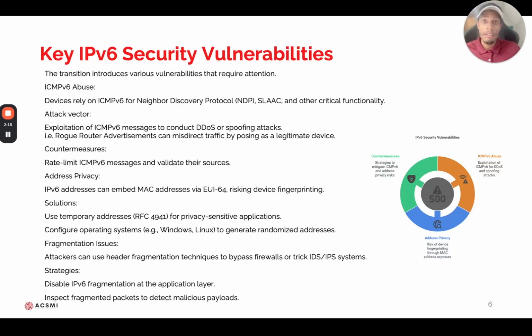Now, one of the things to keep in mind with our security vulnerabilities is this. There is something called IPv6 abuse, where we rely heavily on the NDP protocol, and that's the stateless auto configuration I talked about earlier. Now, one of the attack vectors, think about the exploitation of the IPv6 messages themselves. You can actually exploit that to conduct a DDoS attack. Why not? Or spoofing, right? Because you're doing router advertisements, or rather rogue router advertisements, because you're trying to misdirect people.